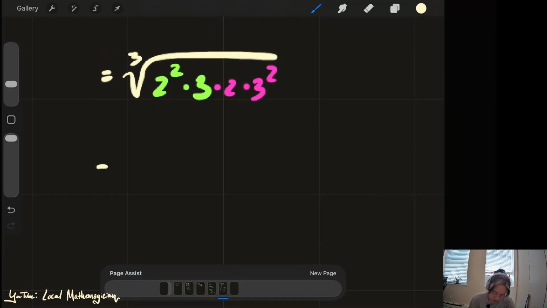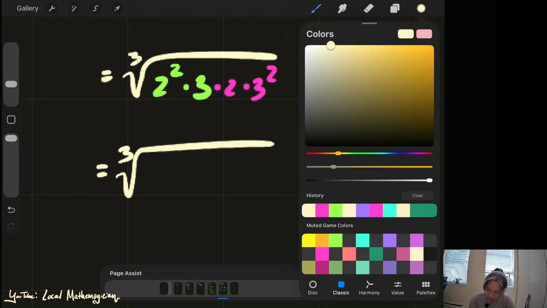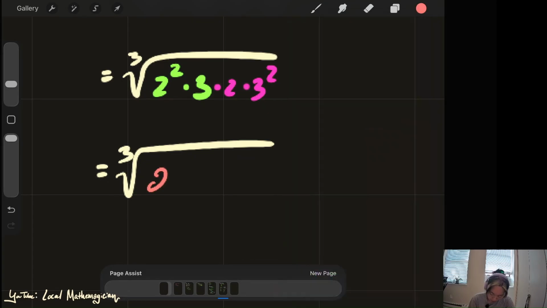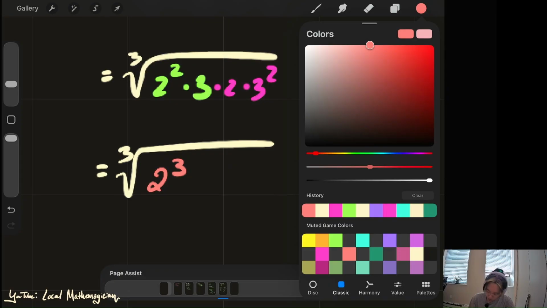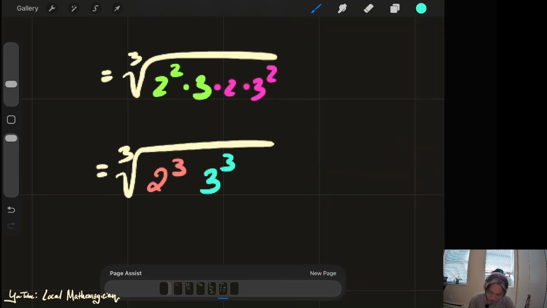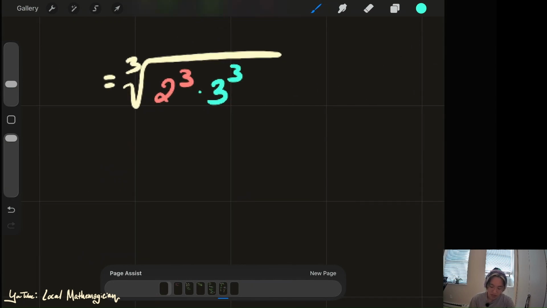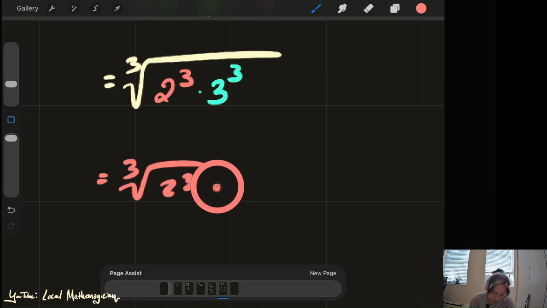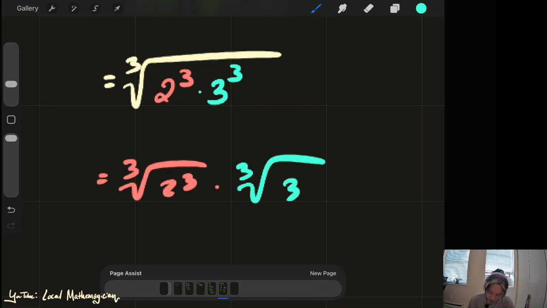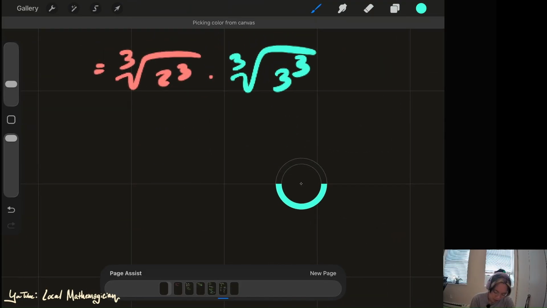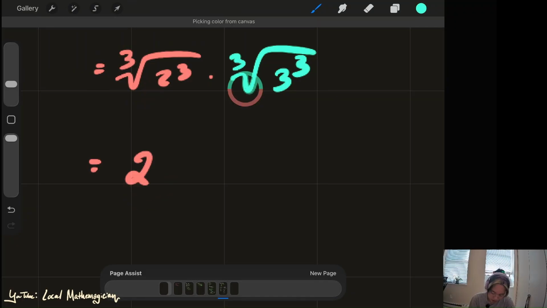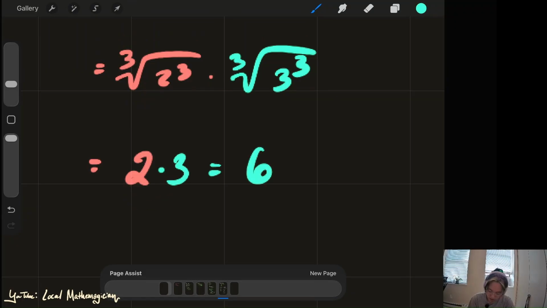You go, oh, look, 2 squared and 2 to the first, we can write this as a prime factorization, and we can simply write this as 2 to the third. And then 3 and 3 squared can be simply written as 3 to the third, being multiplied, obviously. Again, you can split this, but you don't have to. I will for your sake. The third root of 2 cubed times the third root of 3 cubed. Gee, I wonder what these numbers are. You get 2 times 3 is equal to 6.